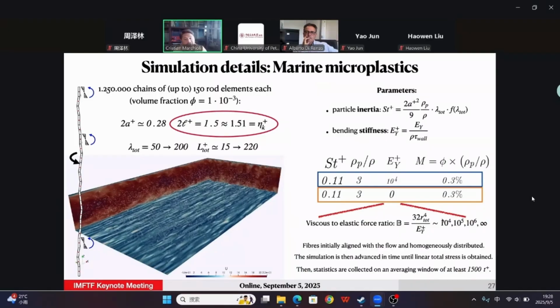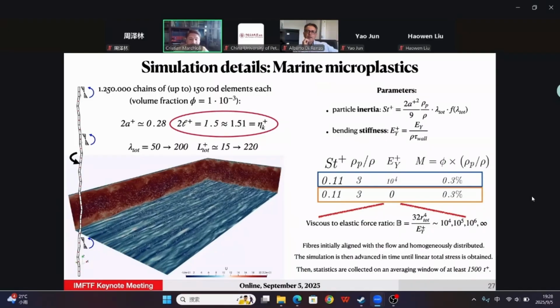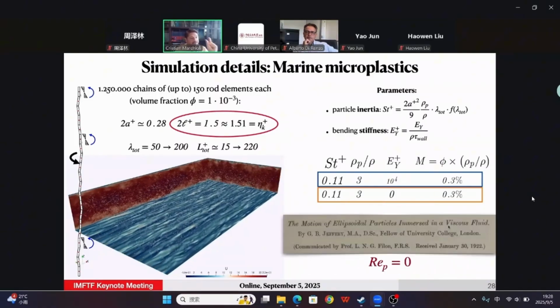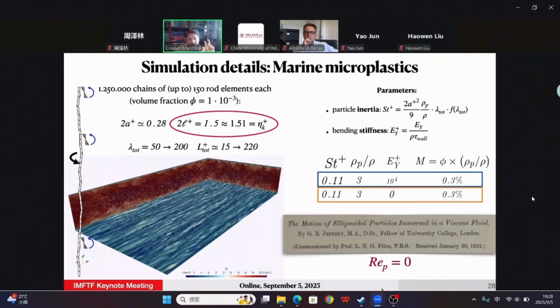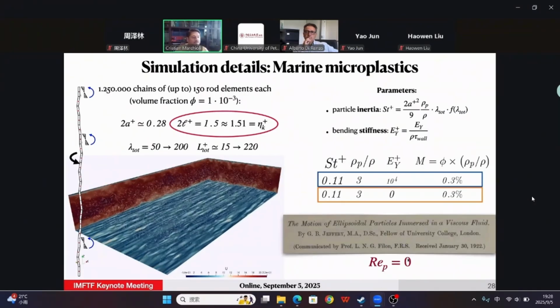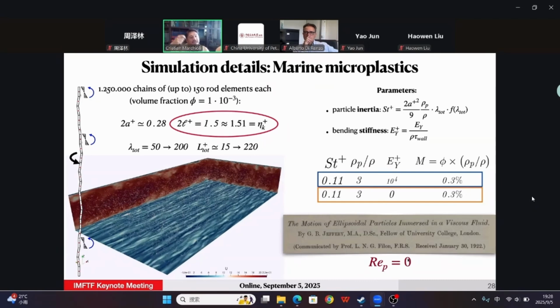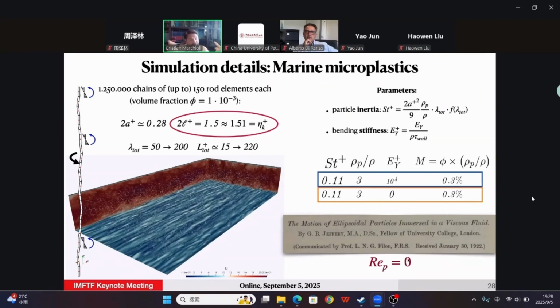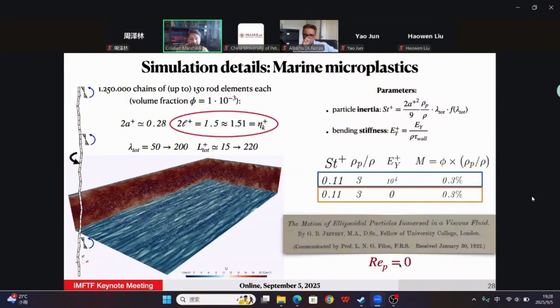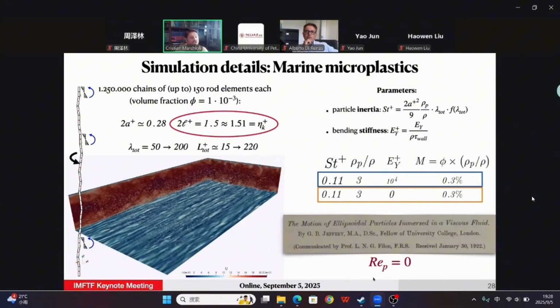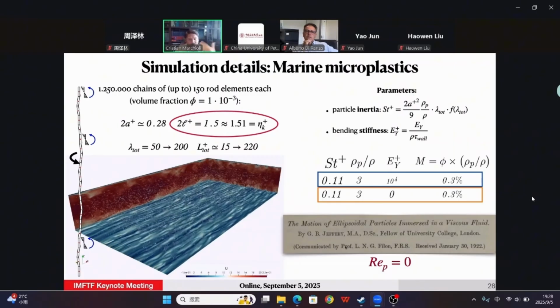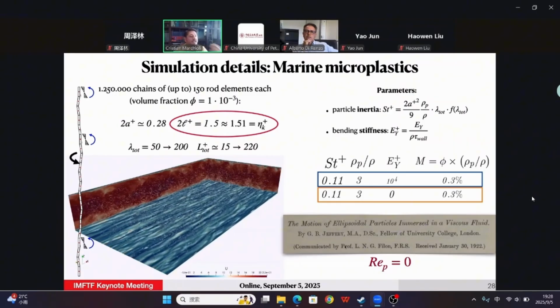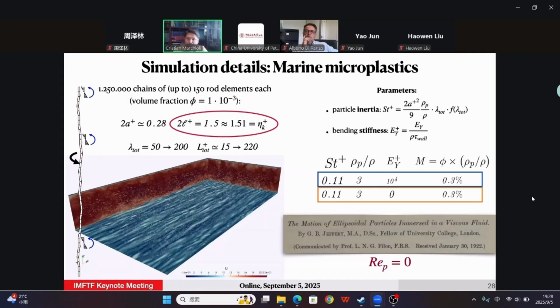And the other point that is important here to mention is that these fibers not only have very small inertia, but also the particle Reynolds number, which is typically a quantity that is not 0 when you have a relative velocity between the particles, so the fibers and turbulence, is basically 0 here. That's another condition for being able to use the Jeffrey torques and for these torques to be accurate.